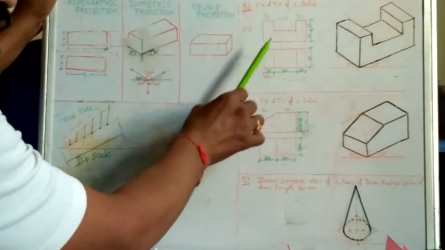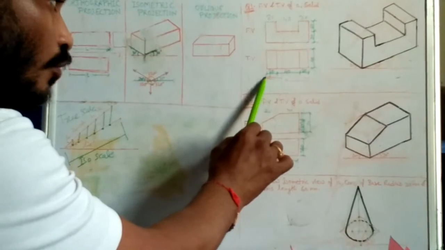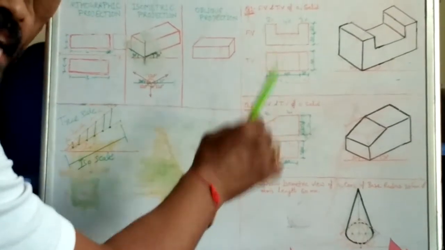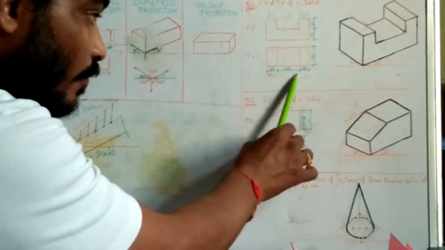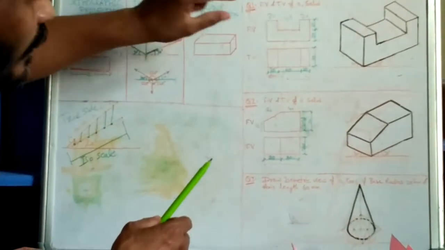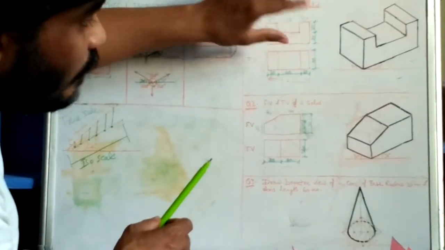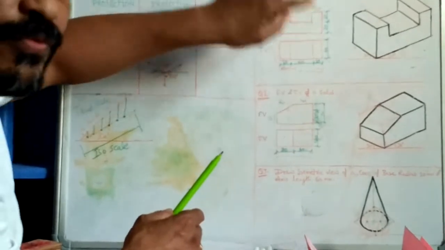This is the question, and you have to draw the isometric view. So wherever it is given 20 mm, you will use the real 20 mm. Wherever it is given 40 mm, you will use that exact 40 mm. Whatever is given, 30, 20, you will actually use it to draw the isometric view.